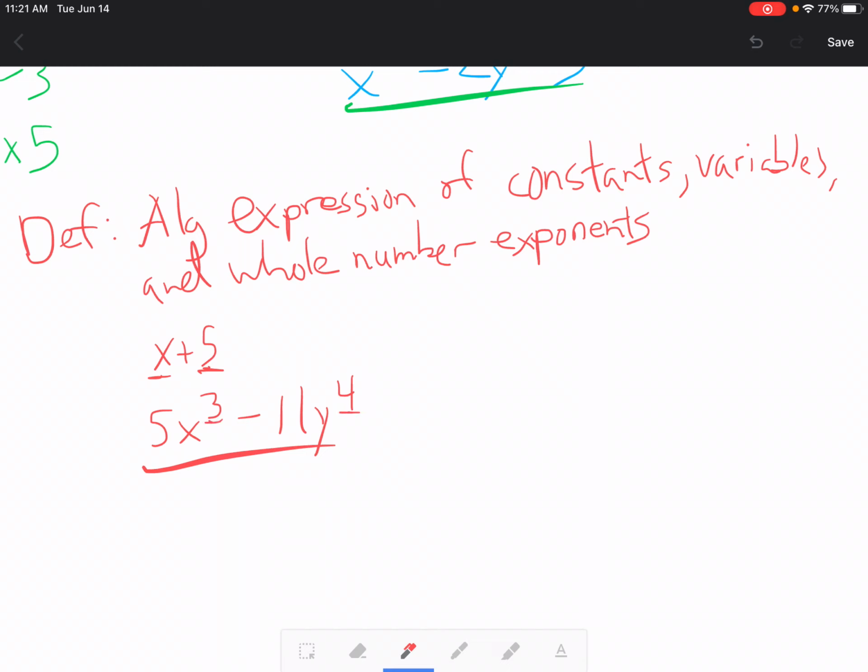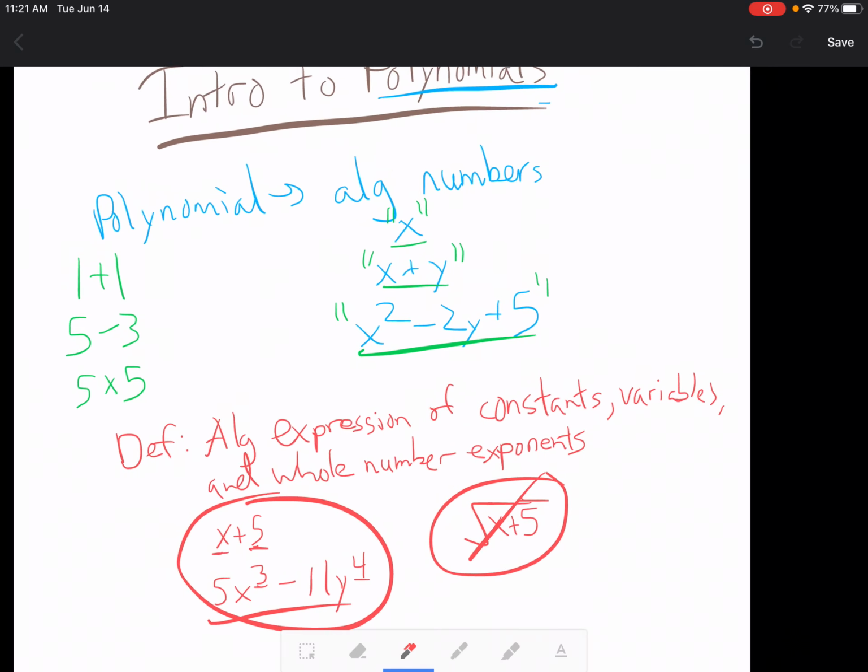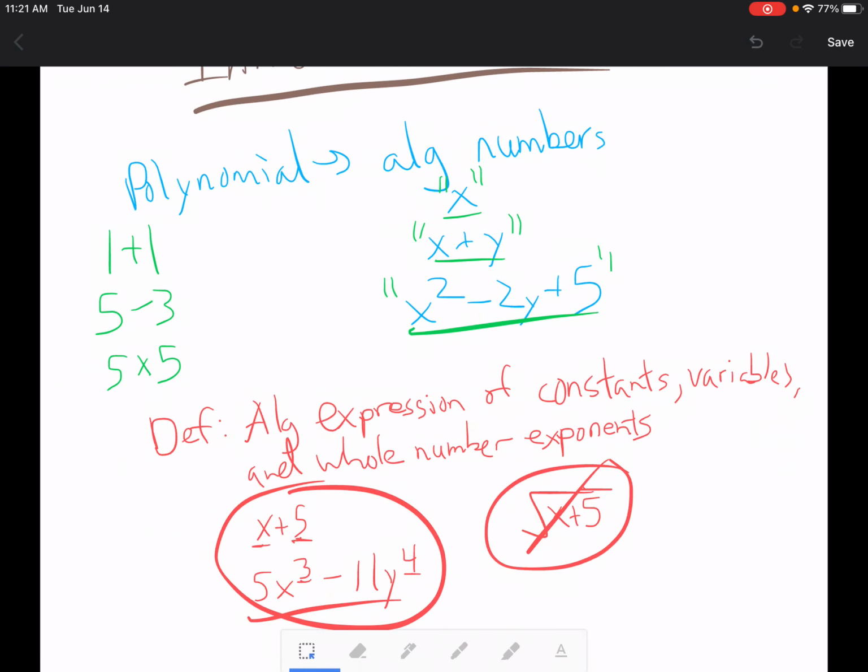Now, what would not be considered a polynomial would be something like the square root of x plus 5, because this square root is technically a non-whole number exponent, but that's a discussion for another time. So this is not a polynomial. These are polynomials. Now that we've gotten that out of the way, let's talk about what it is you're going to be expected to do with these polynomials.